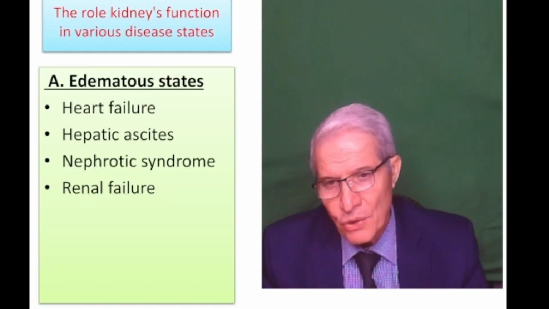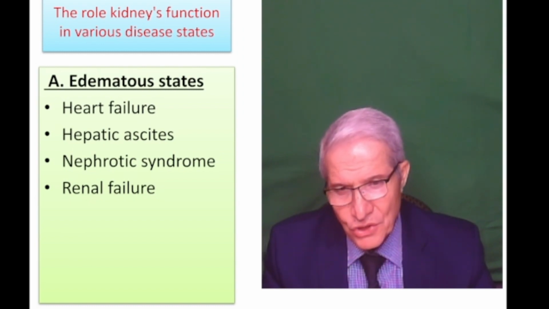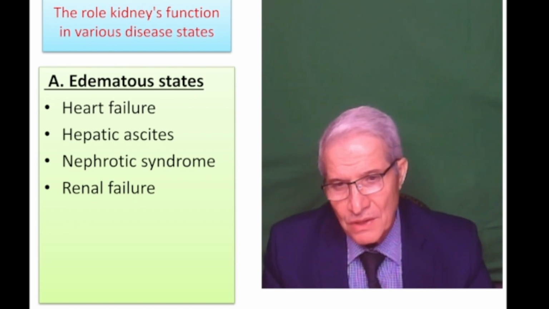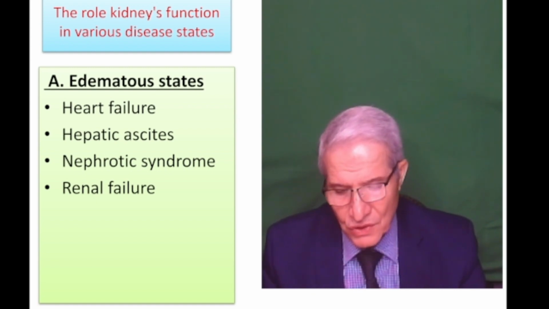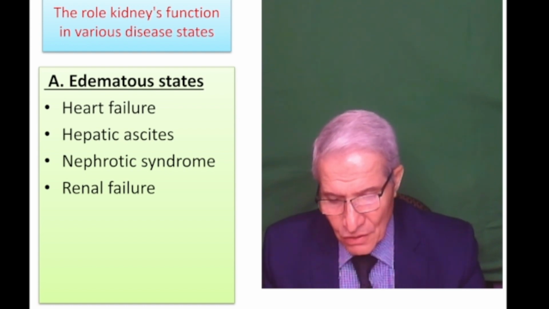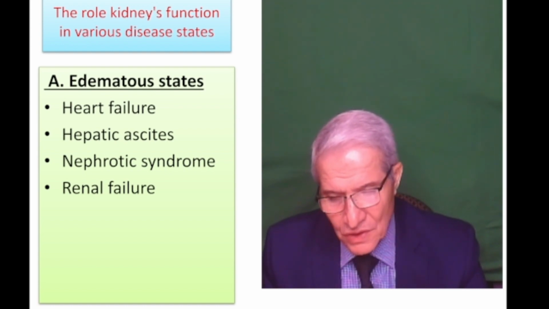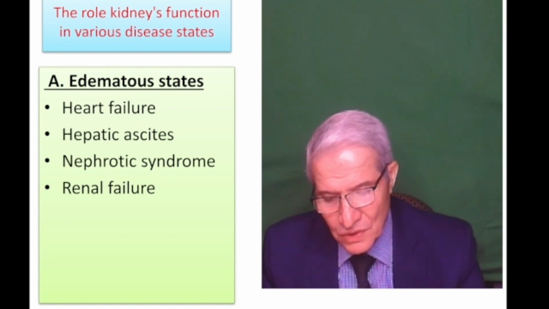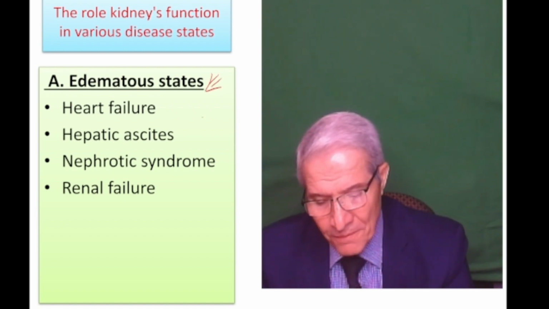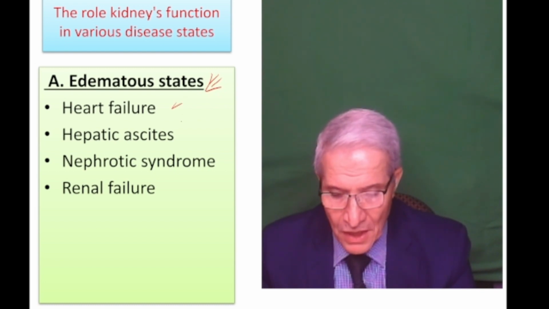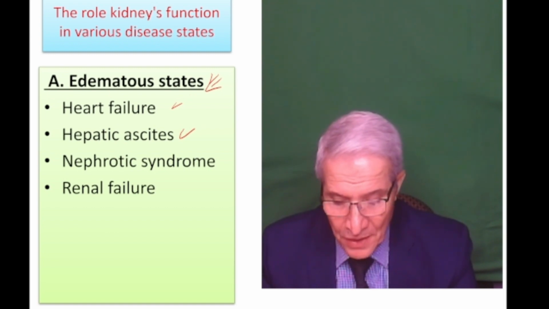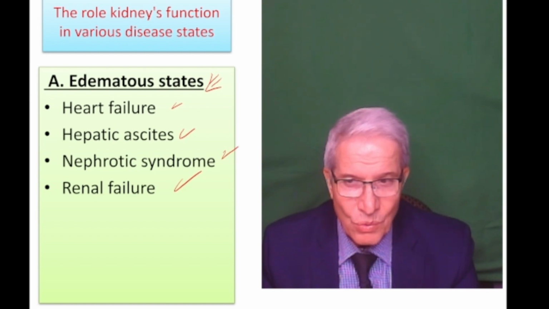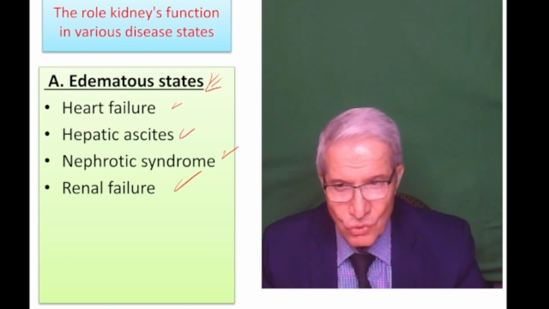As you all know, with diuretics we are talking about medications or drugs that affect the kidneys. The kidney may be involved in several diseases, so I tried to define the diseases involving kidney function as those associated with edema and those without edema. We have the edematous states, the kind of disease associated with edema. For example, heart failure, hepatic ascites, nephrotic syndrome, and renal failure. These are maybe the most popular diseases associated with edema.